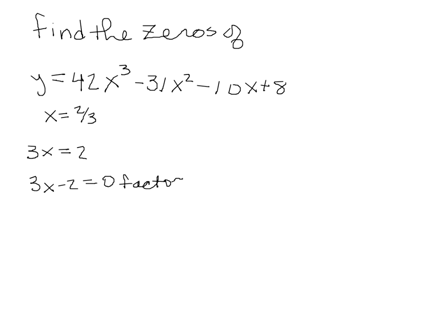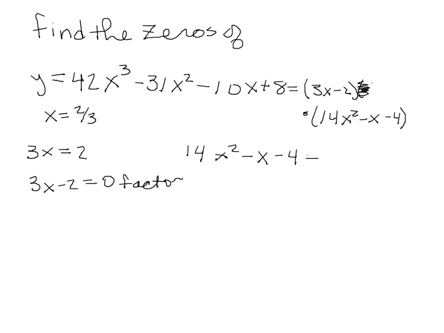Okay, so what that means is that this polynomial can be factored into 3x minus 2 times 14x squared minus x minus 4. Now I can use the quadratic formula on this. So I can take each factor and set it equal to 0. That's already been done here. So now I need to set this equal to 0.